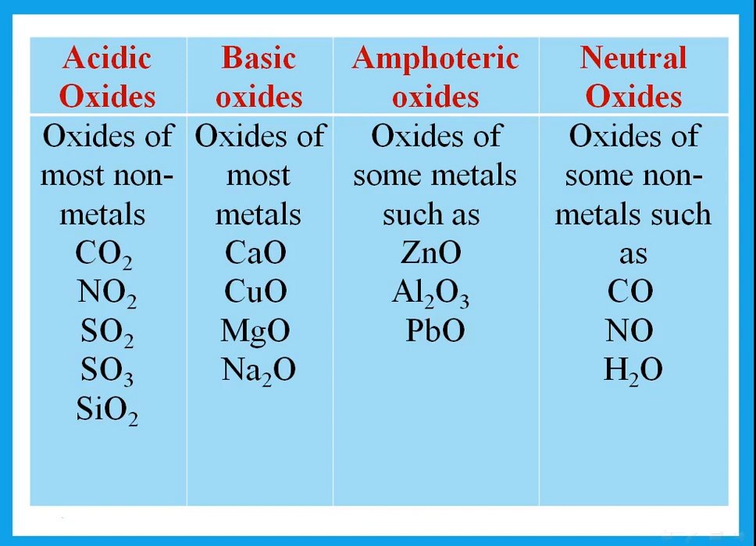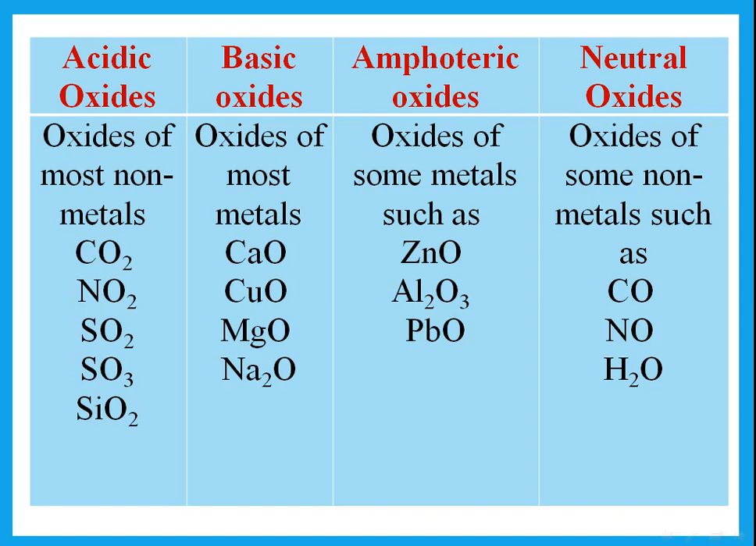I said that something that has O or OH should be a base, and something that has H at the beginning is an acid. But actually that is not completely true. So we're talking about oxides now. Some oxides are actually acidic, some oxides are basic, some oxides are amphoteric, some oxides are neutral.